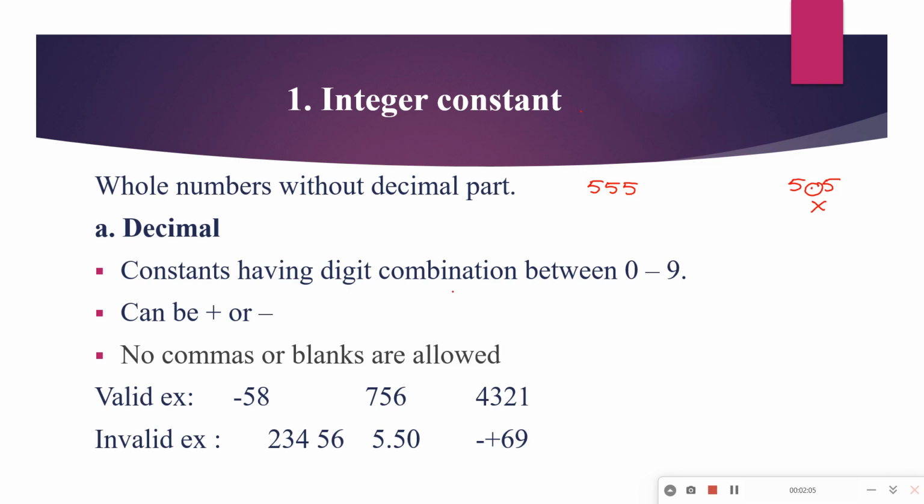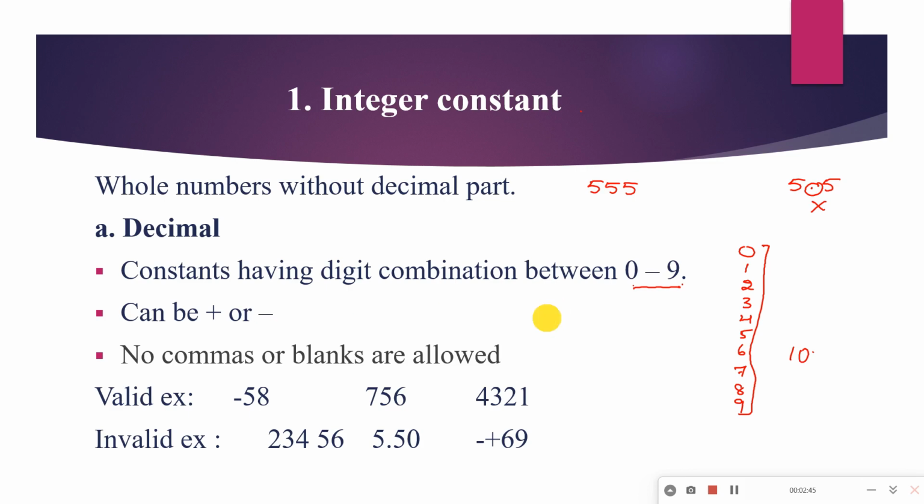And in that we have decimal. Decimal is nothing but the combination of 10 digits. So the constants having a digit combination which ranges from 0 to 9. So in total we have 10: 0, 1, 2, 3, 4, 5, 6, 7, 8, 9. How many are there here? 10, right? So the combination of this 0 to 9, we call it a decimal integer constant.